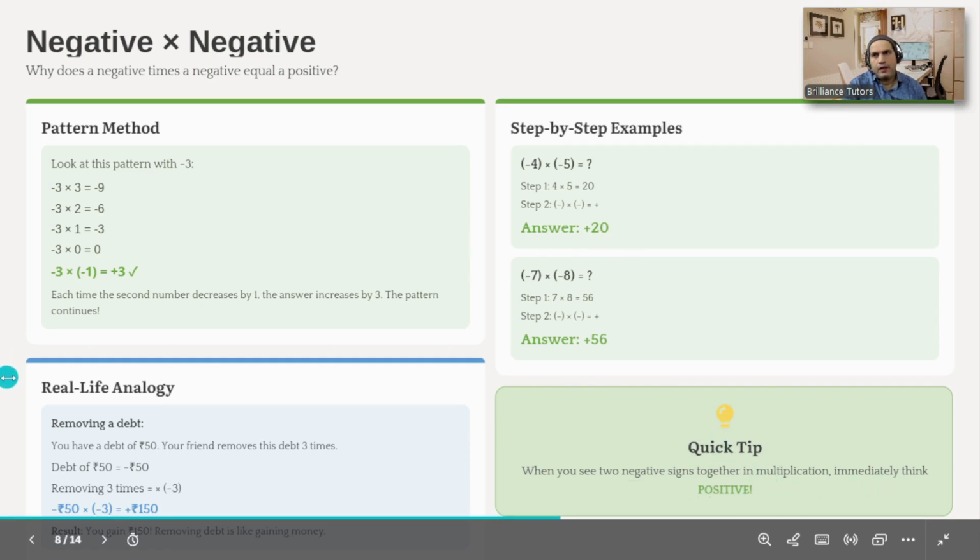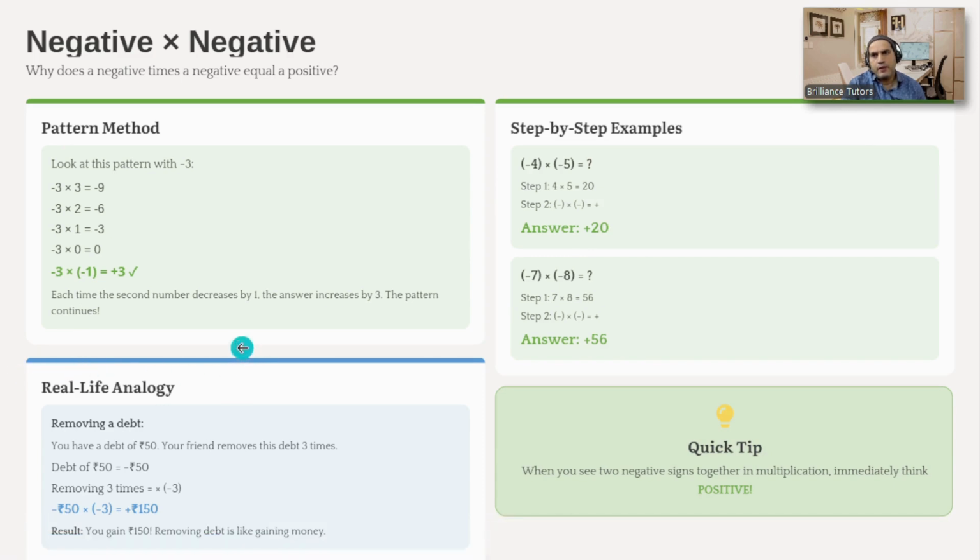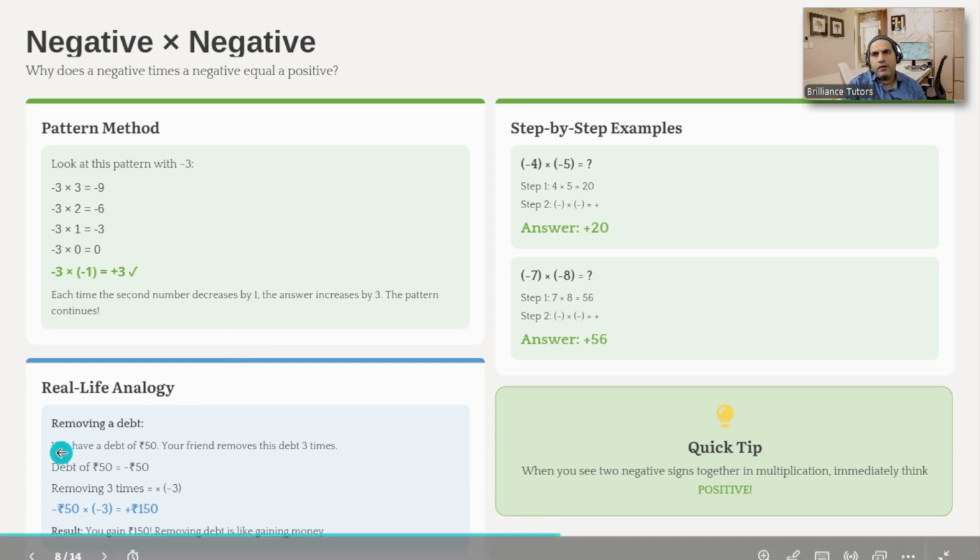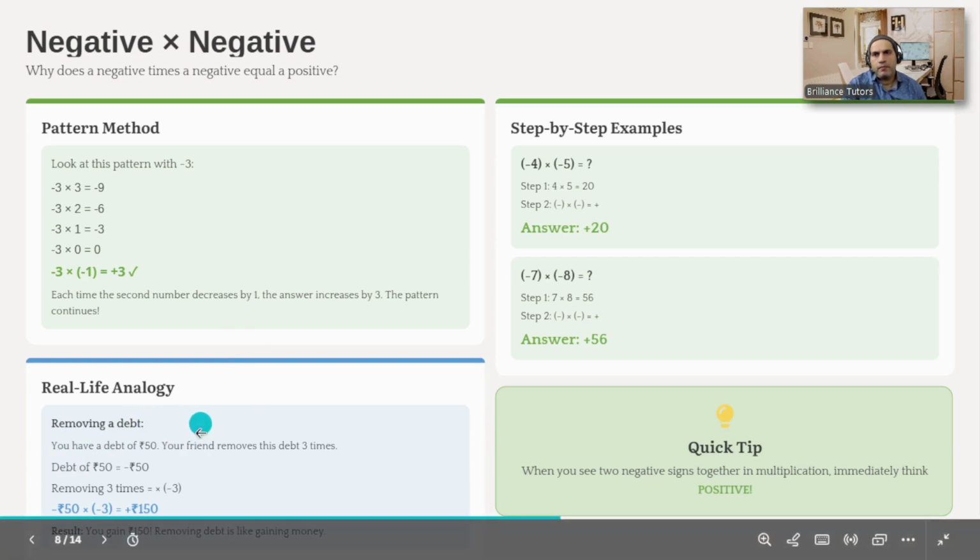Like a real life analogy, removing a debt. You have a debt of 50 and your friend removes this debt 3 times. So a debt of 50 is minus 50, removing 3 times it's minus 50 into minus 3, so it's plus 150, you can say. So you gain 150, and removing debt is like gaining money.